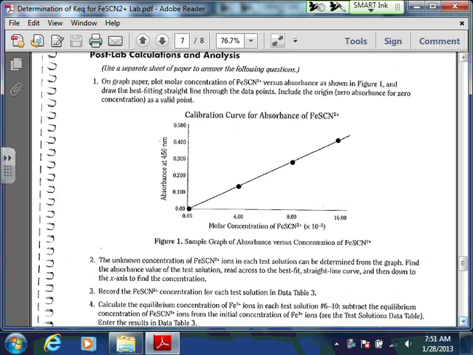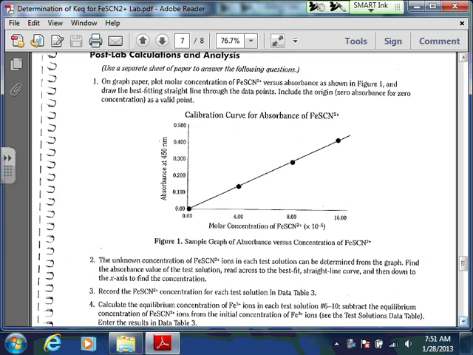And then in the test solutions, and this is what I was saying before, you can figure out once you have your graph made. Now the graph, again, is just for the reference solutions. I'm trying to see where it says that. Graph paper, molar concentration of FeSCN2+. The best fitting straight line to the data points. It doesn't really say, but that's what you're doing.